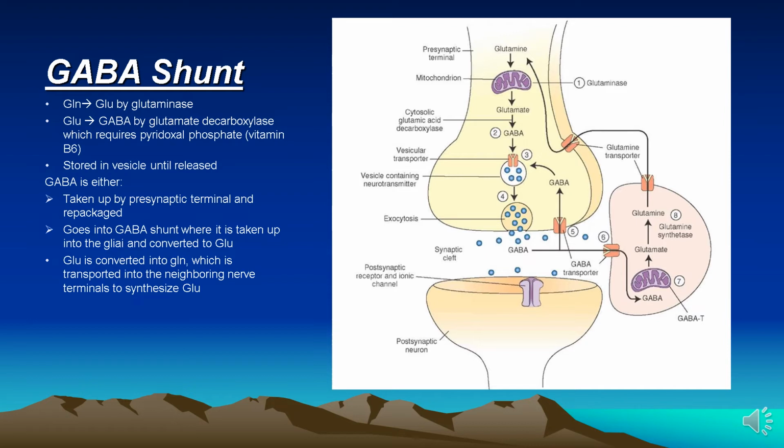as glutamine, then the cycle will be repeated and GABA will be produced and goes into the cycle or into the shunt, as shown.